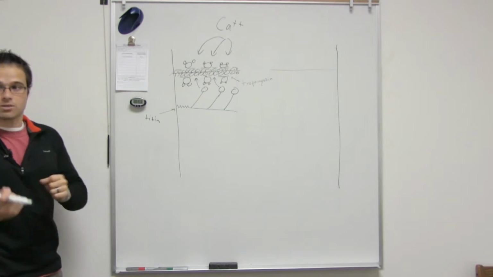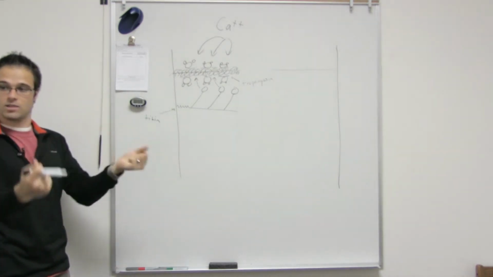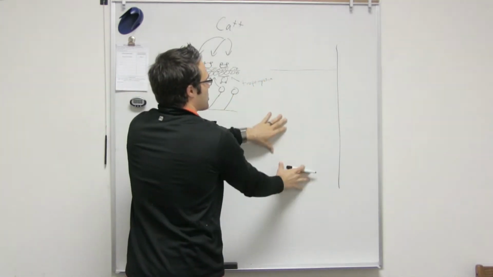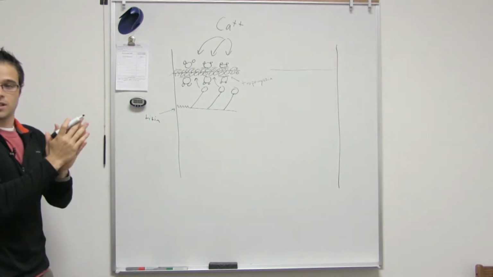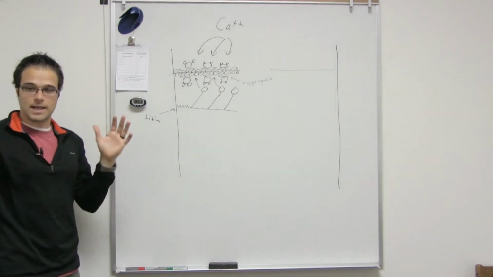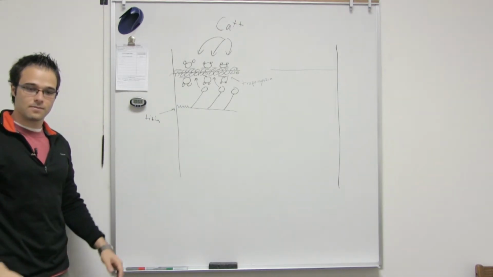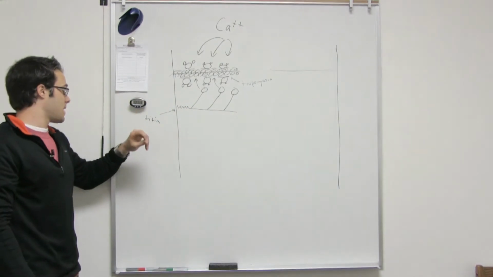So it goes up, and then it pulls like this. It shortens, and it pulls it. This is all on the other side too, and it pulls it together. And then when it's done, calcium leaves, and it relaxes again, which also takes energy. It takes ATP to cause these heads to relax. Now, does that make sense?